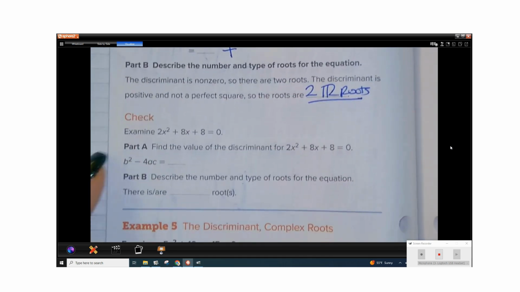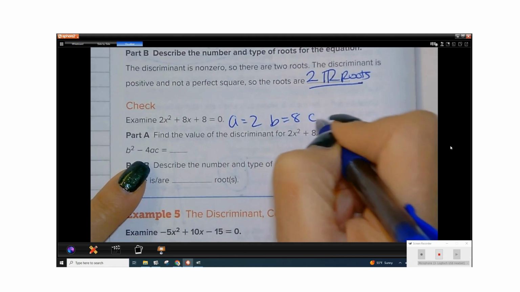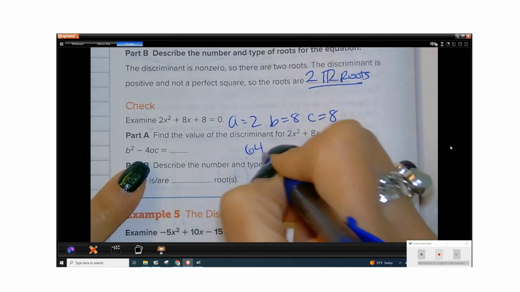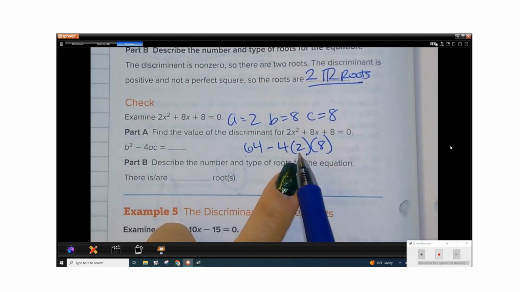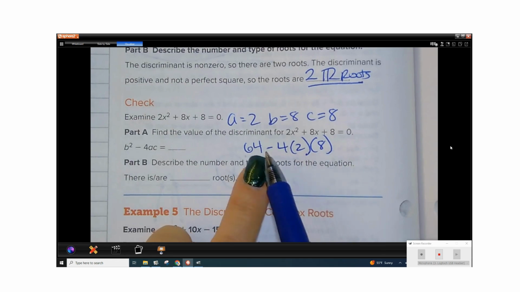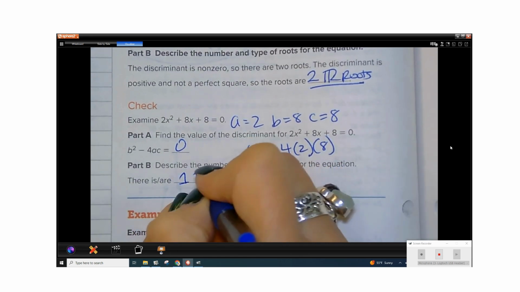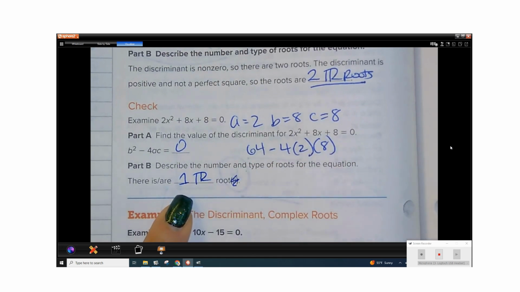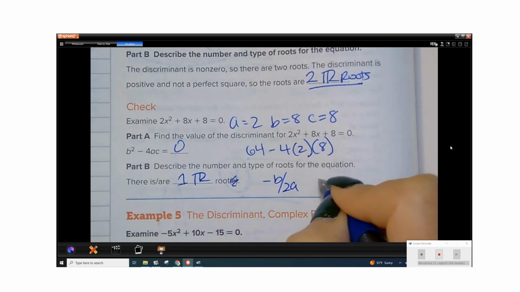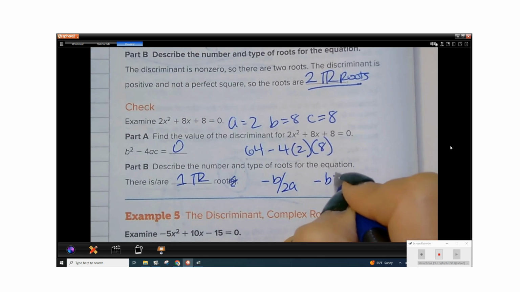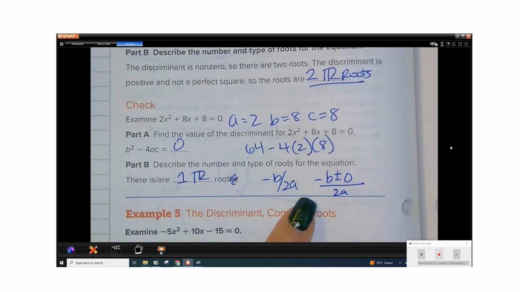Looking at this one, a is 2, b is 8, c is 8. So b squared minus 4 times 2 times 8. So this is 8 times 8, 64. 64 minus 64, it is 0. So there is one real root. You could cross out the s. Because we get negative b over 2a as our only solution. Because it's negative b over 2a plus or minus 0. So that part drops out. Square root of 0, 0.